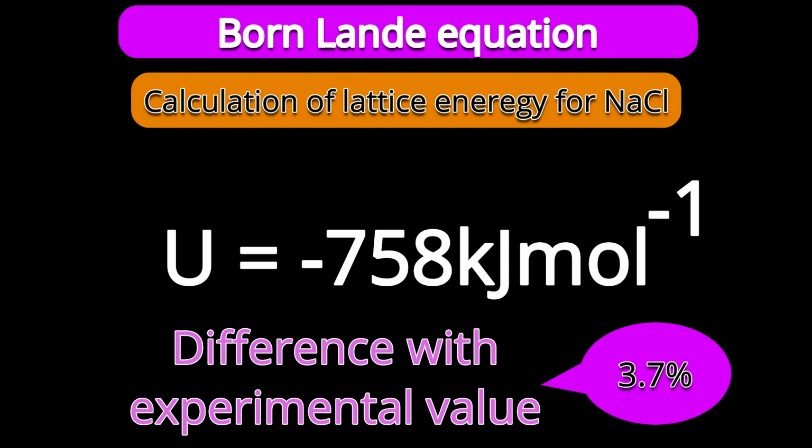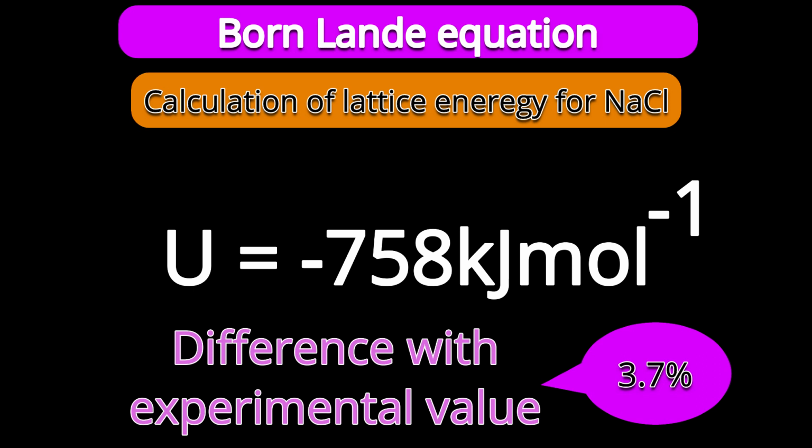Experimentally, when we determined the lattice energy, the answer was 787 kilojoule per mole. Values are very near, hardly a difference of 30 kilojoule per mole. I need to find the percentage difference. How to find that? Take the difference of these two, divide by the expected value, meaning the experimental value, that is 787 kilojoule per mole, into 100.